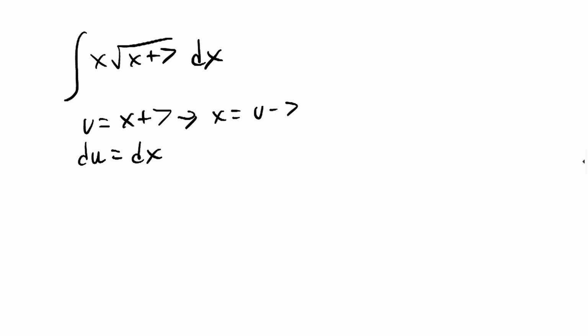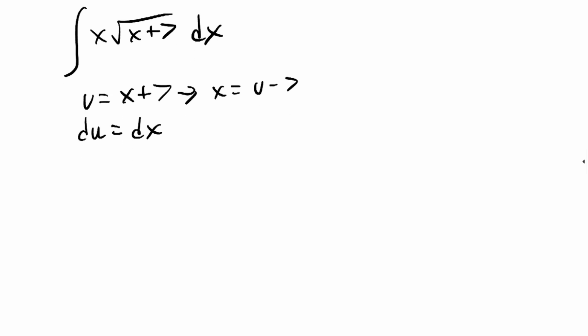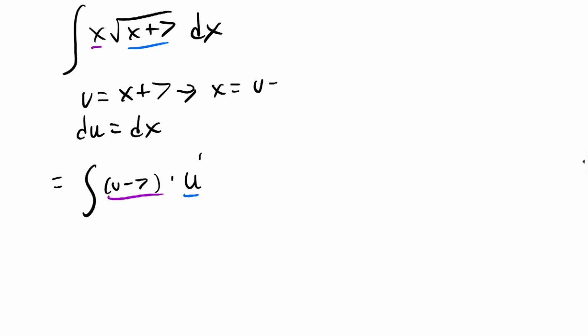Okay, now let's plug everything back into the U world. And so this is really the integral of U minus 7, right? This is our x term, times our U, right? So that's this inside term. And of course, our U is to the 1/2 power. And then our du is just dx, so there's nothing to really worry about. So now this is our new integral when we let U equal x plus 7.